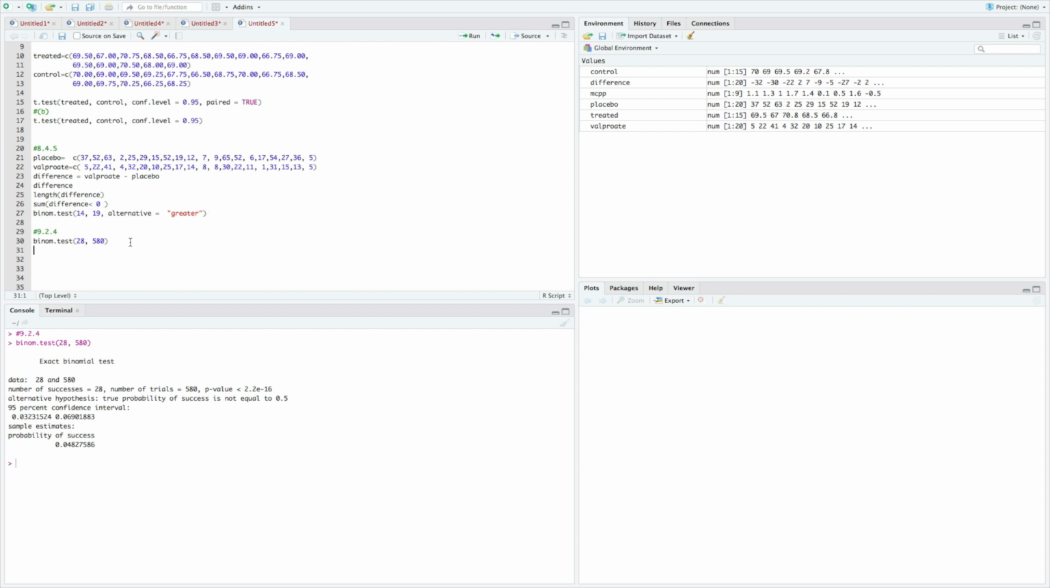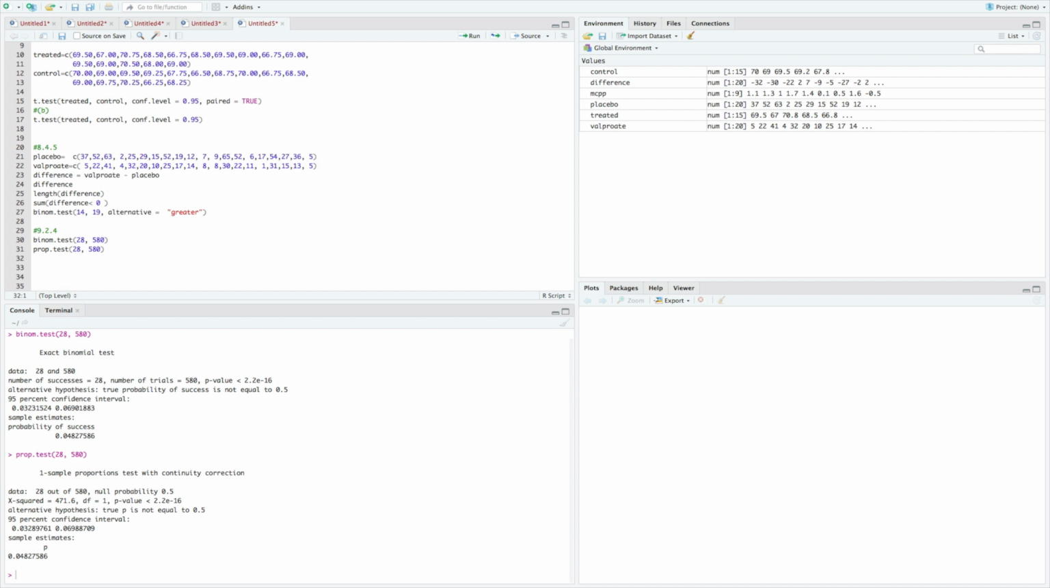A second way that we can do this is based on that central limit theorem thing. You can just type in prop.test, and still the number of successes, in this case 28, and the number of total counts, which is 580. If you run this line of code, you will get a slightly different confidence interval, which is from 0.03 to 0.069 something. They are slightly different, but pretty much the same. So you can use either one of these.